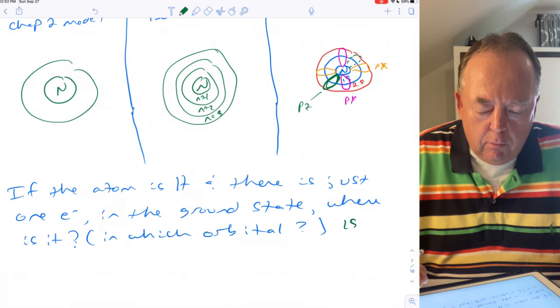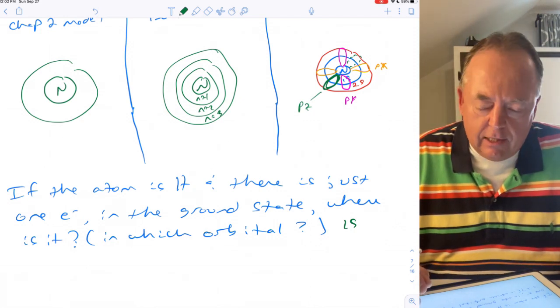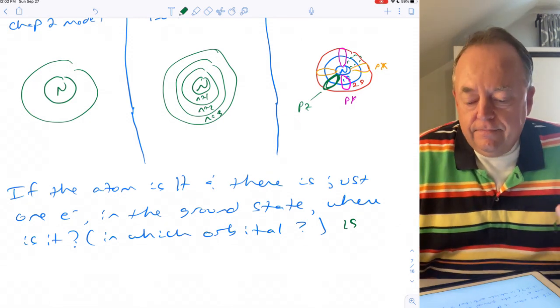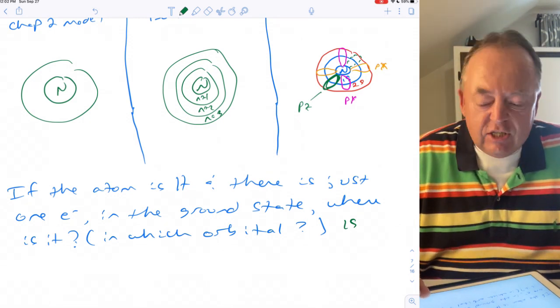And then as you get to multi-electron atoms like sodium with 11 electrons, where is each electron at? And that's what the next chapter is going to cover.